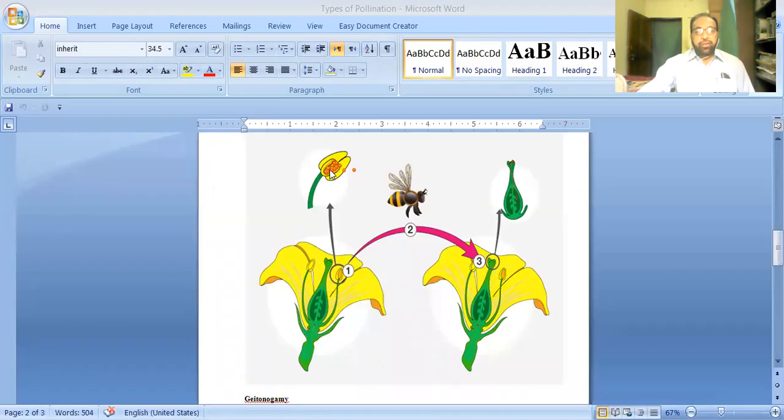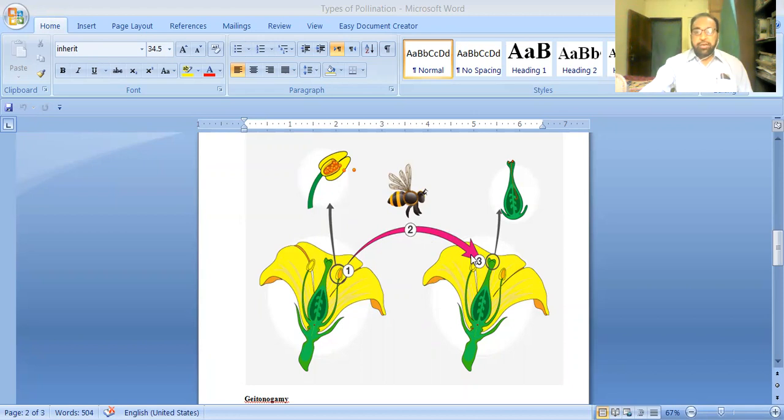Here, if you are able to see on the screen, this is the part of the anther. This is the individual stamen where the anther is present. Inside the anther, the pollen sac is there, and the pollen grains are there. So this pollen grain transfers to the stigma of either the same flower, or another flower located on the same plant, or another flower located on another plant. This transfer of pollen grain is called pollination.